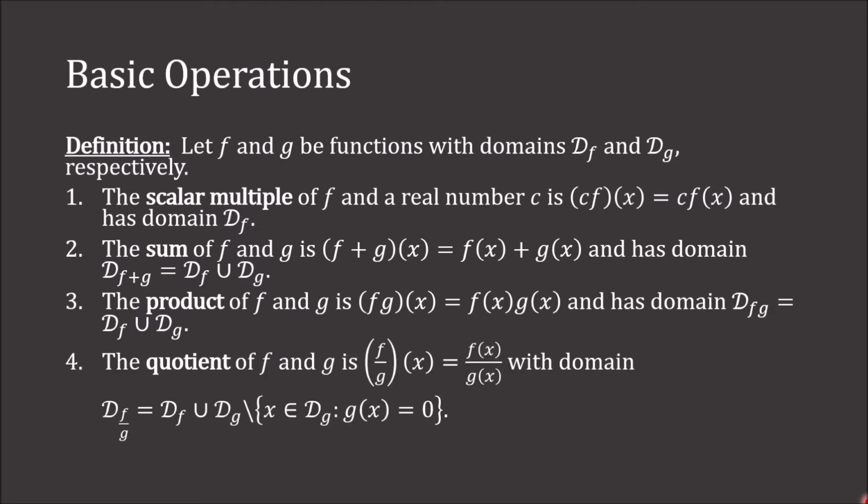The quotient of f and g is the function f over g, and it is f of x over g of x. So you just divide f by g. Its domain is the union of the domain of f with the domain of g, minus any element in the domain of g that makes g of x 0.